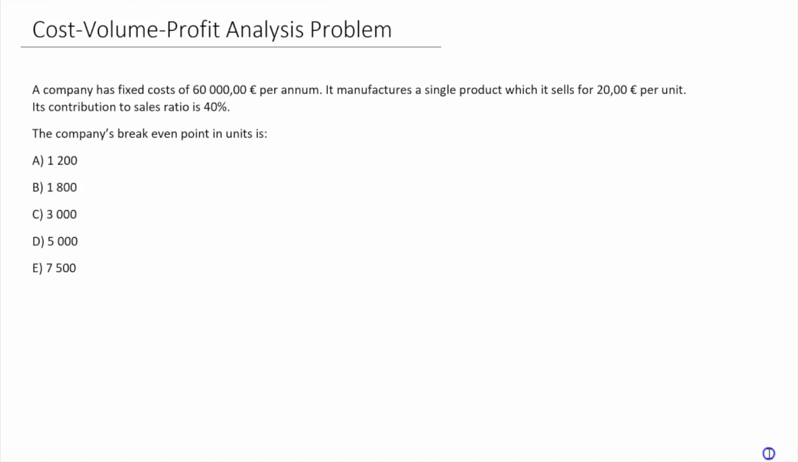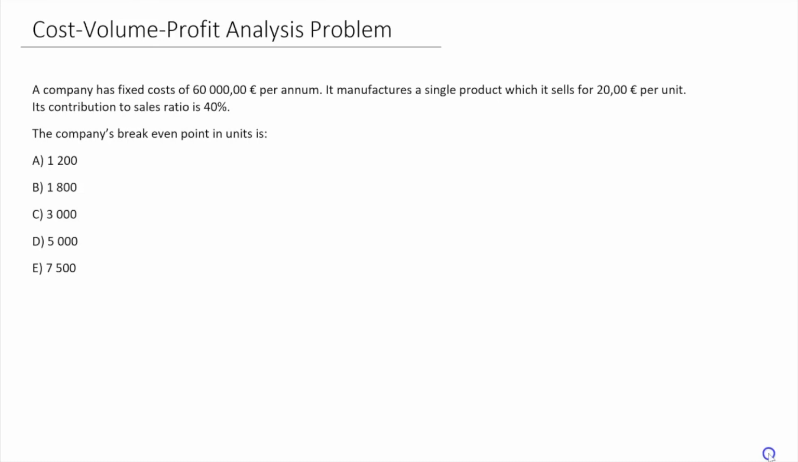So the company's break-even point in units is option A, 1,200, option B, 1,800, option C, 3,000, option D, 5,000, and option E, 7,500. First of all, we are going to calculate the contribution per unit.